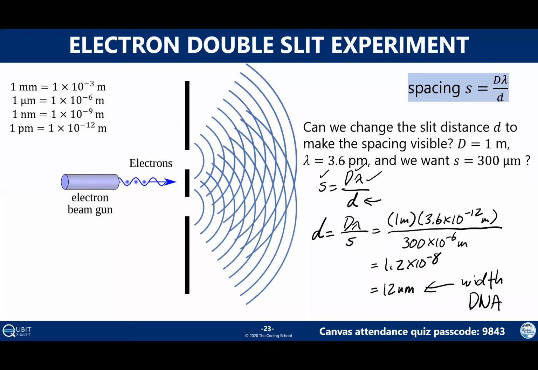So that's not the length of DNA, because DNA is many meters long. This is the width of DNA. So if you had your little double helix pattern, that would have to be about the distance between these two slits for you to see anything.